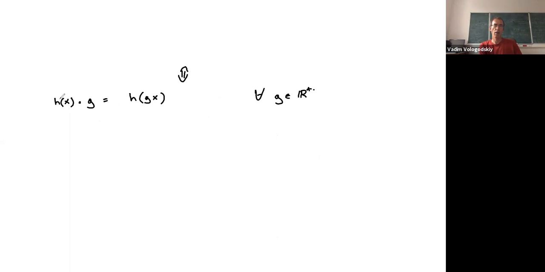So we are looking at all functions h of x that satisfy this property. It's clear that you just plug in x equal to e, so this function is determined by its value at 1. So h of x must be equal to x times a constant a, for some a in R star. No, sorry. Okay, so we recover the answer that we already have.